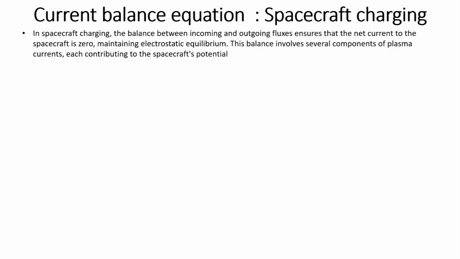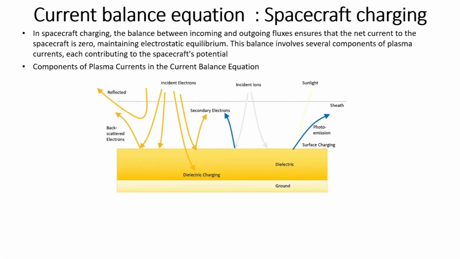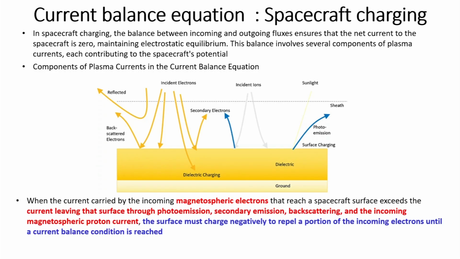And this balance involves several components of plasma currents, each contributing to the spacecraft's potential. Okay. So, with this illustration I discussed all those types of currents. The last sentence is just a repetition, I am telling it again and again, that is the mechanism. The spacecraft gets charged negatively and then it repels the electrons.